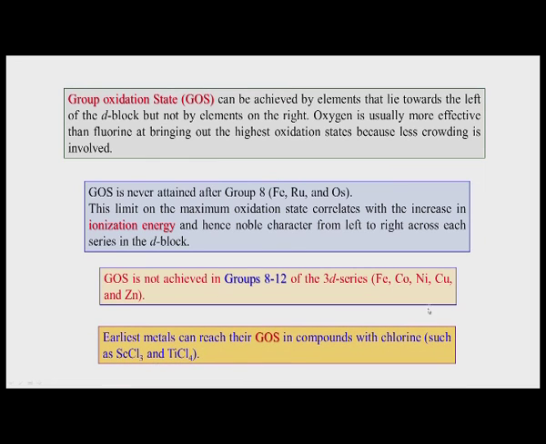From the left, we have the limit for these groups. The earliest metals, from scandium to titanium, can reach these groups. Instead of stabilizing with the very difficult fluoride ions, you can get these with chloride. So the group oxidation state can be achieved simply by scandium trichloride, ScCl3, and titanium tetrachloride, TiCl4, which are very useful compounds and have some catalytic effect also. The chloride environment can stabilize the highest possible oxidation state.